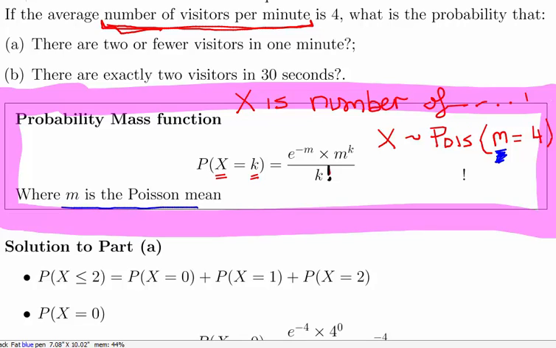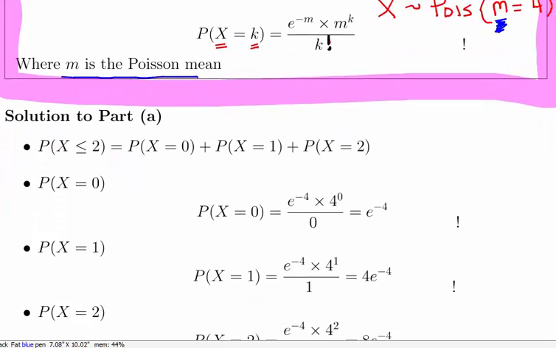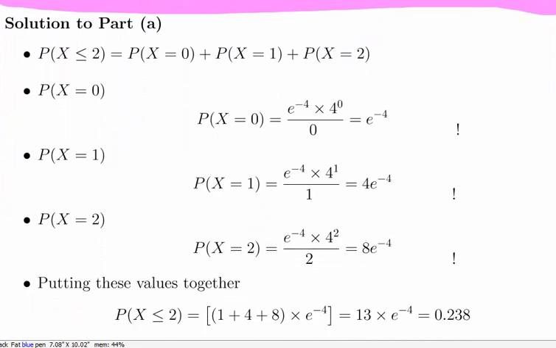So the first question we're asked is, what is the probability of x less than or equal to 2? 2 or fewer. We can break that up as follows: what are the sample points that correspond to less than or equal to 2? Well, we could get 0, 1, or 2. So if we're going to do this using the probability mass function, we have to calculate the probability of x equal to 0, x equal to 1, and x equal to 2.